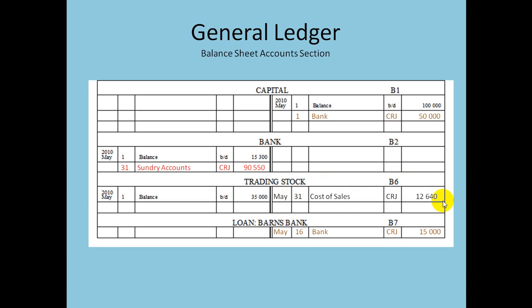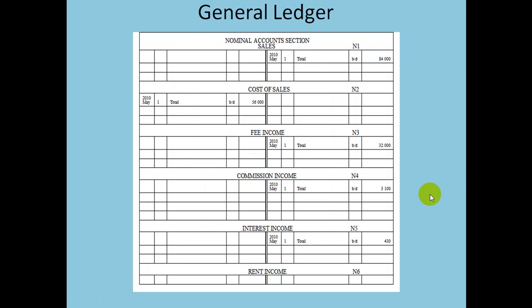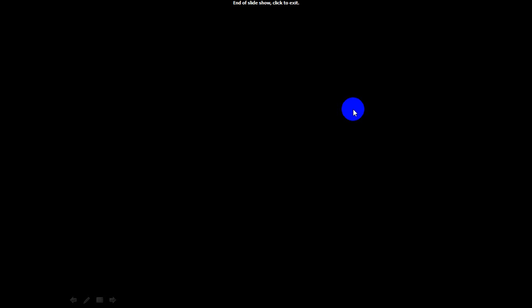If I've credited trading stock, what do I need to do to my cost of sales? There you go. I have to debit it. The contra account is trading stock, 12,640. Remember, cost of sales is an expense. So we debit our expenses and we had credited all our incomes. So there you go. That's the end of my lesson to you.